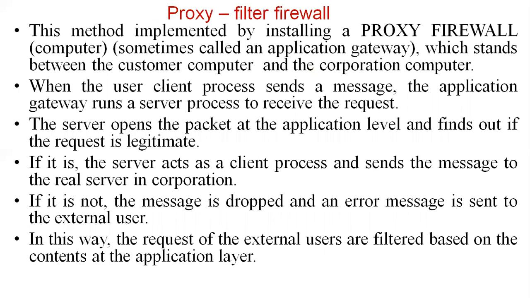The second type is proxy filter firewalls. In the packet filter firewall, there is one drawback. That is, a packet filter firewall works depending only on the information available in the routing table, in the network layer and also the transport layer. That is, the IP address or port address of the packets.